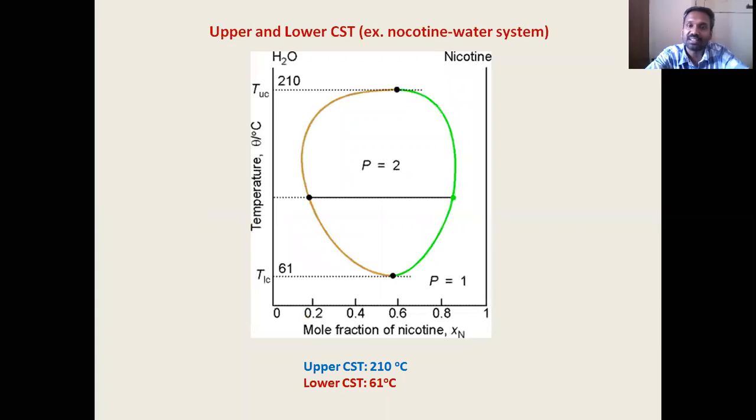But how to account for this oval shaped curve, a system having both upper CST and lower CST? This is a bit difficult to reason out. Anyways, at your levels, the reason for such systems is not important. At least you should know the trend, how the miscibility varies with the increase in temperature and with the increase in the composition of the binary liquids.